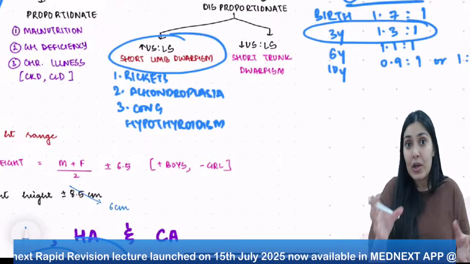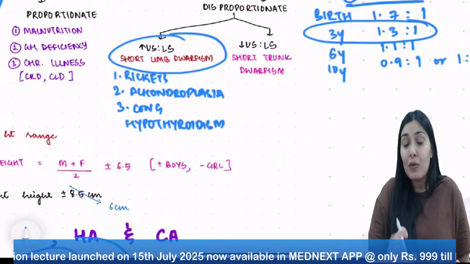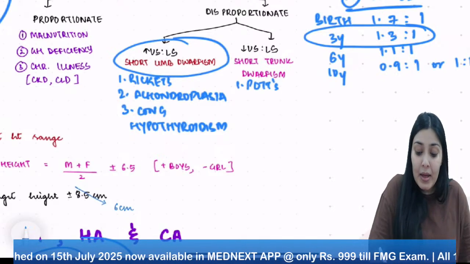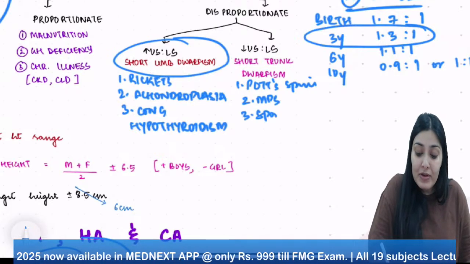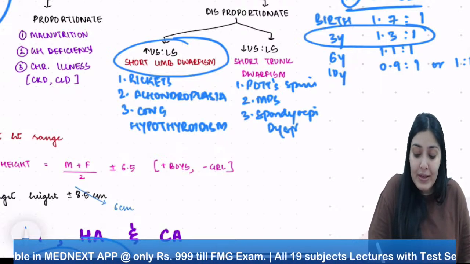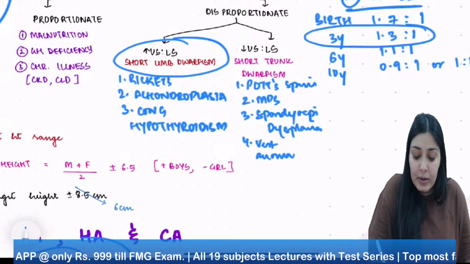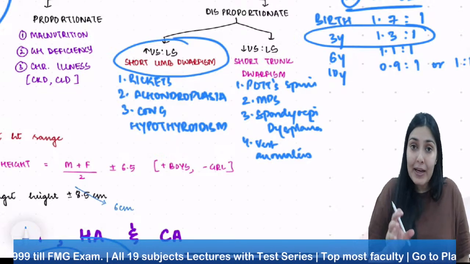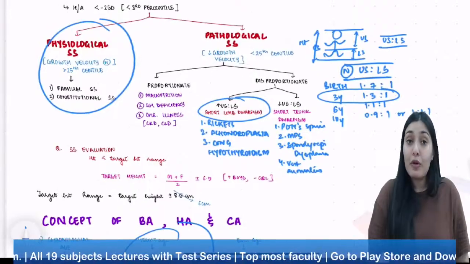All the spine conditions. Our trunk majorly has the spine and the rib cage. So all the conditions that affect the spine would be included in that. What are the conditions? Like pot spine, storage disorders like mucopolysaccharidosis, spondyloepiphyseal dysplasia. All of these conditions would be included here. Vertebral anomalies. Right? Any condition that affects my spine would be included over here in short trunk dwarfism. Right? So this completes an important topic of short stature.